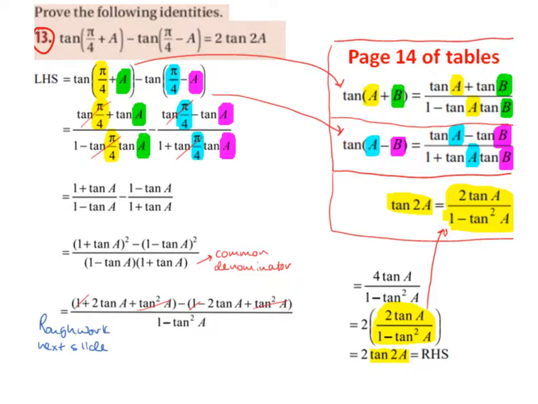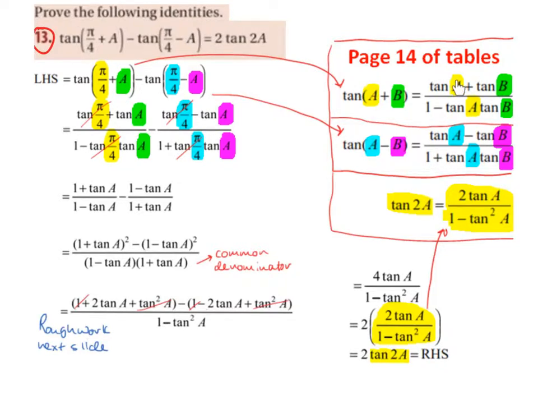So one of our formulas is tan of (a plus b) is equal to tan of a plus tan of b, divided by 1 minus tan of a tan of b. Tan of (a plus b) is very similar to tan of (pi over 4 plus a). So we're going to let the a in our formula be pi over 4 and let the b in our formula be a. Everywhere we see an a, we swap for pi over 4, and everywhere we see a b, we swap for a.